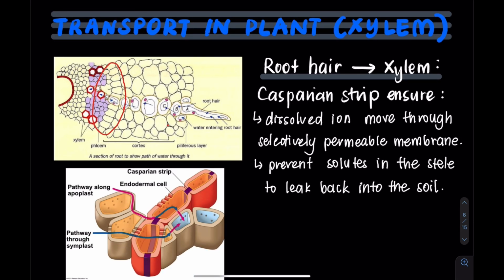The function of Casparian strip is to ensure that dissolved ions move through selectively permeable membrane, where only selected ions can enter the xylem. It also prevents solute in the stele from leaking back into the soil.